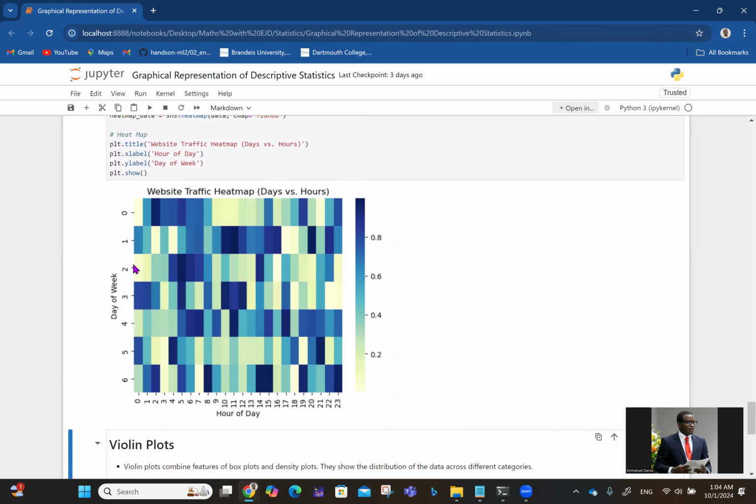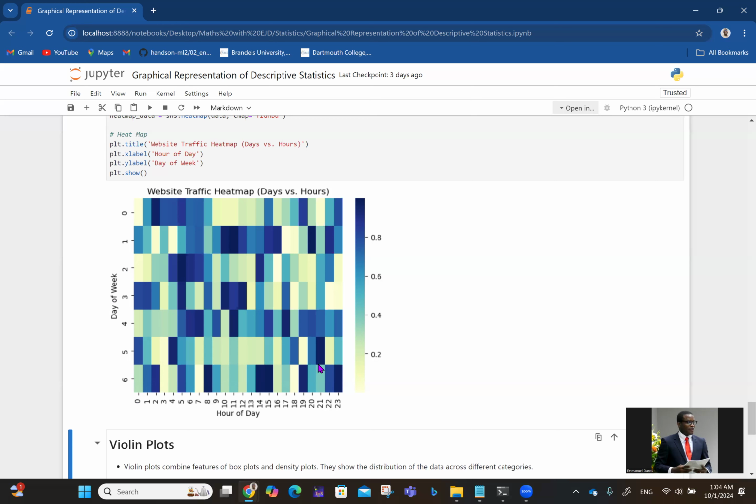So say day of the week, that's 0 to 6. Of course, this should be 0, 1, 2, 3, up to 6, 7 days of the week, right? Because counting in Python starts from 0. That's why you have Monday, Tuesday, Wednesday, Thursday, Friday, Saturday, Sunday. And then you have hours of the day, from 12 midnight to 23 o'clock, very close to 12 the following day, a 24-hour period.